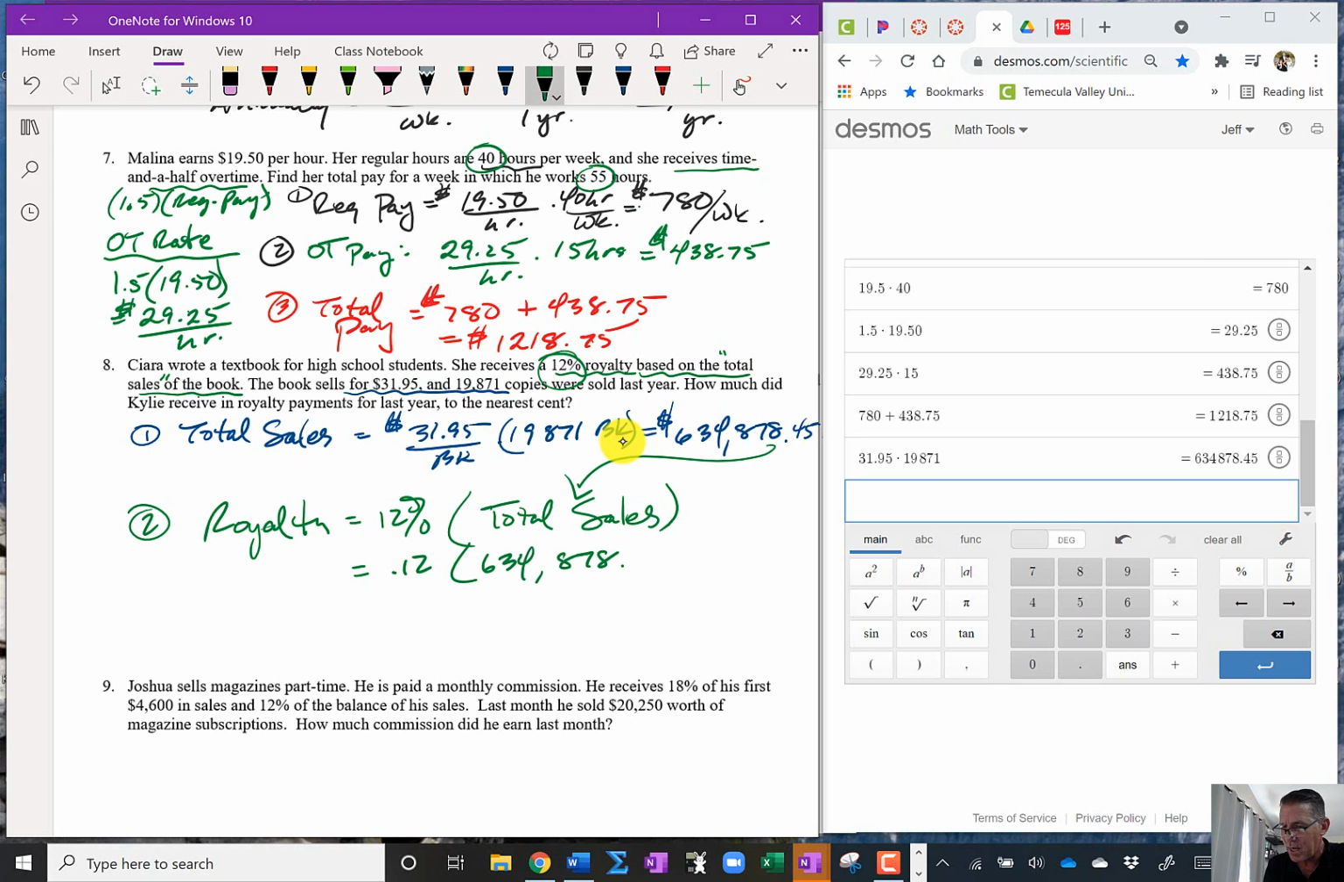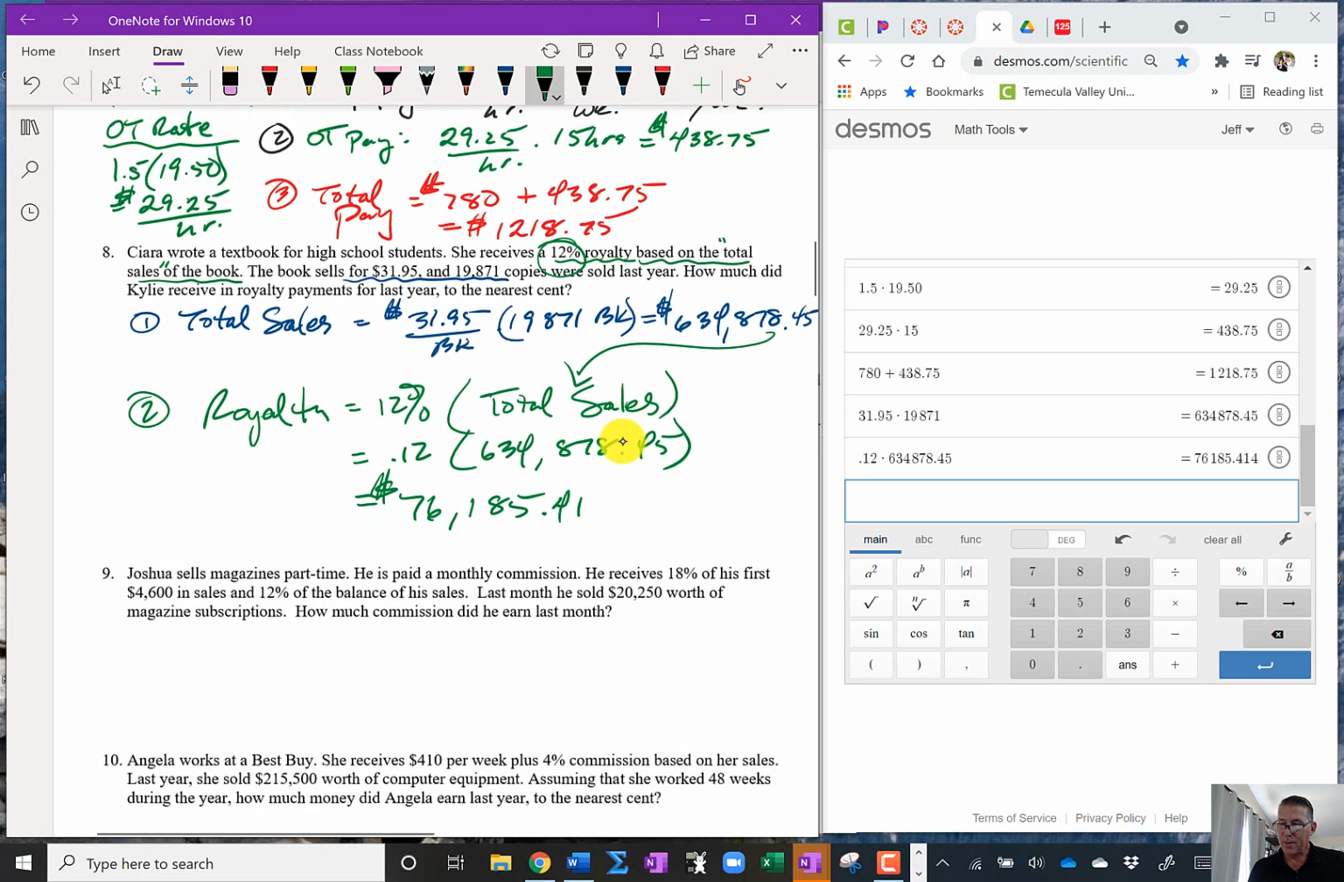She gets $76,185 and basically 41 cents. Wow, that is pretty darn cool. Okay, so if you're a success, then you can make some money, right? Earning that on one book sales is pretty nice. And usually authors write more than one book, because that's their living. If you're famous and well known and a good author, you can make some really, really good money.